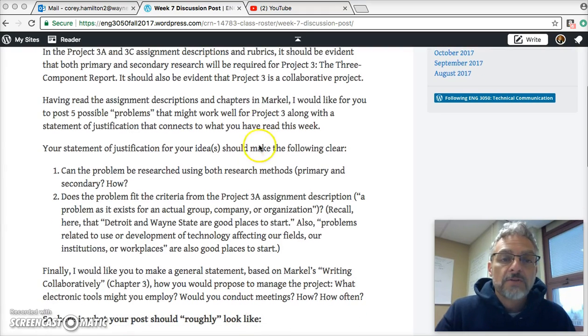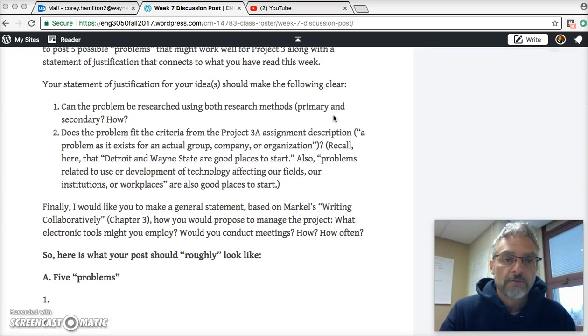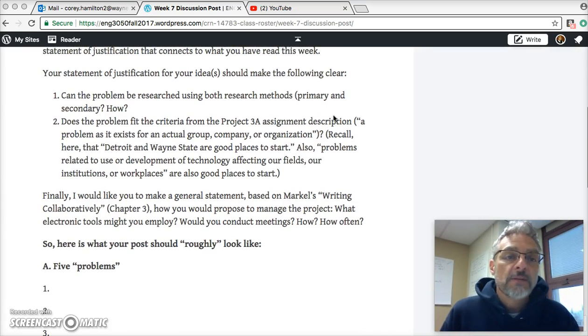Having read the assignment descriptions and the chapters of Markel, I would like for you to post 5 possible problems that might work well for Project 3, along with a statement of justification that connects to what you have read this week. For your statement of justification, can the problem be researched using both research methods, primary and secondary? How? That's the big part. How? Does the problem fit the criteria of the Project 3A assignment description?